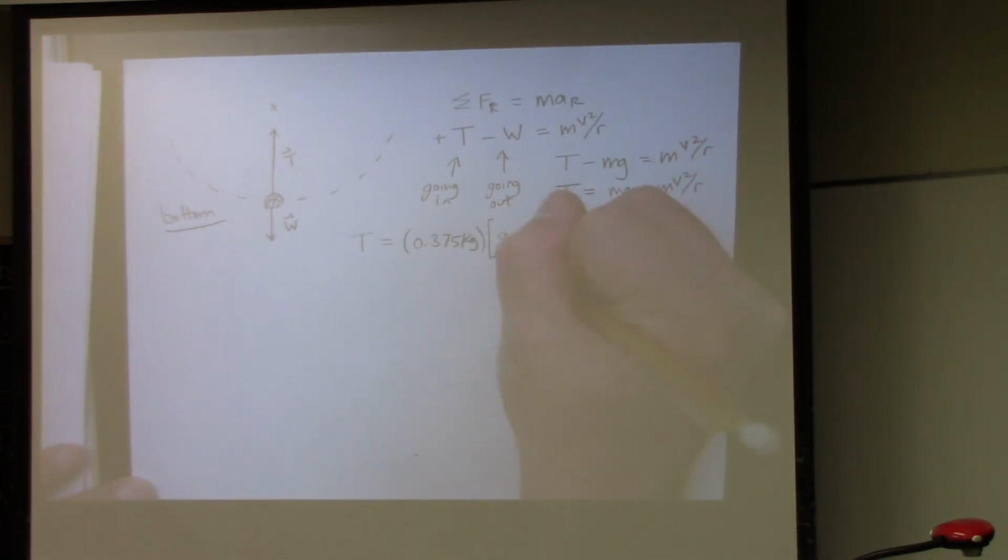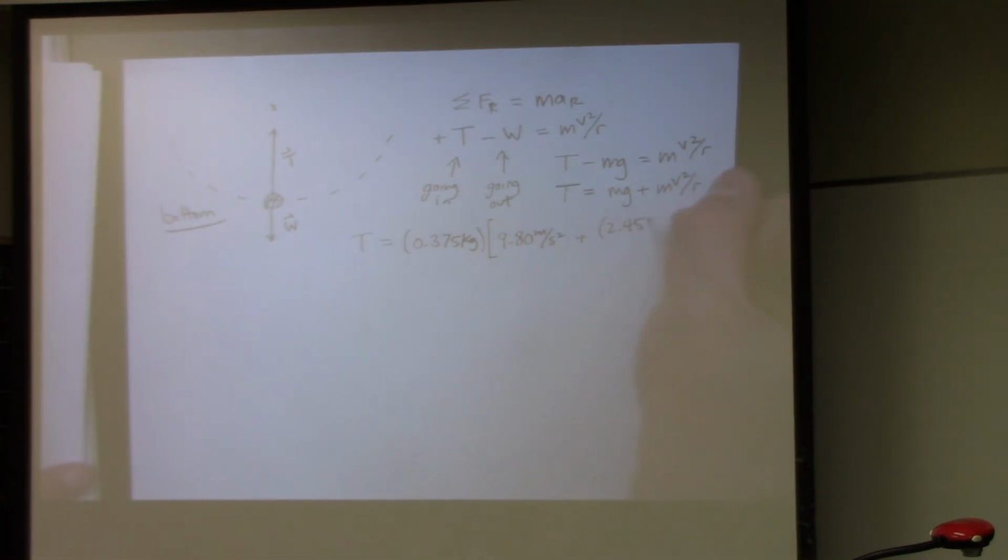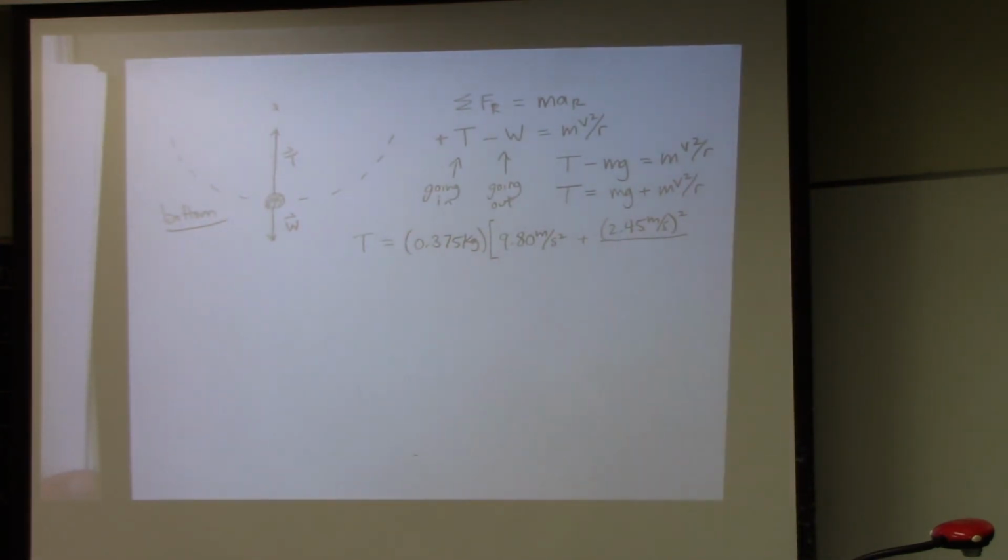And then inside of the brackets here, we're going to have 9.8 meters per second squared, plus the speed, which we're told is 2.45 meters per second. We're going to square that and then divide by the radius, which is just whatever the length of the string is in this case. So that's going to be 23.5 centimeters, or 0.235 meters.